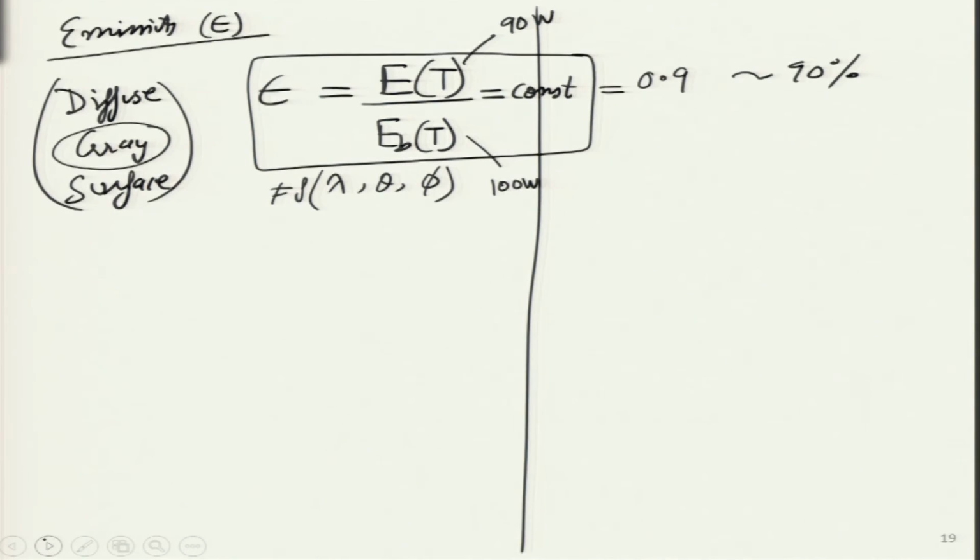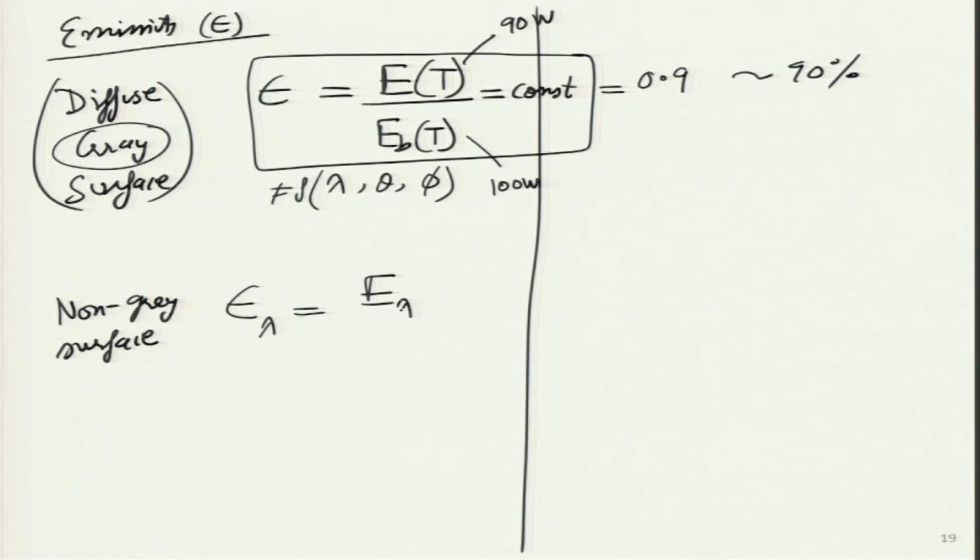I think I did not write that equation over here, so let me write it also, for non-grey surfaces or bodies with spectral dependence. Instead of epsilon we will have epsilon lambda, which is E lambda T, the spectral emissive power, that is the numerator, and the denominator is the spectral black body emission.